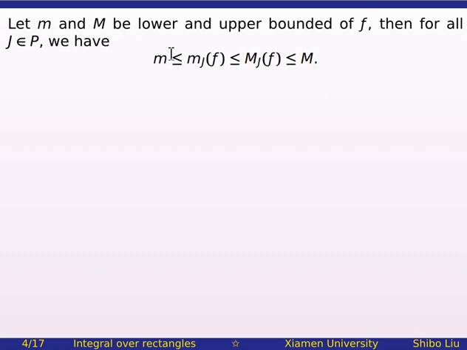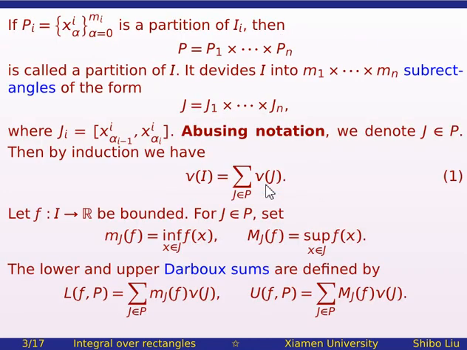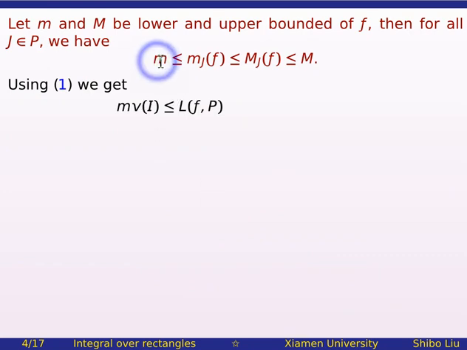Now, multiplying every term in this inequality by the volume of J and summing up, we obtain this term. Small m_J multiplying the volume of J and summing up gives us the lower sum of f with respect to the partition P. Small m multiplying the volume of J and summing up, because the sum of the volume of all the subrectangles J is equal to the volume of I, we see that the left hand side is small m multiplying by the volume of I. Okay, so this proves the first inequality. Similarly, we have the other side of the inequality about the upper sum.